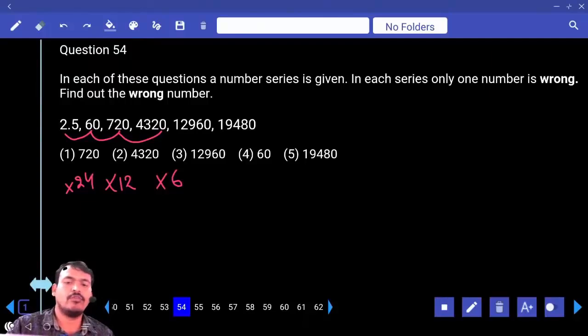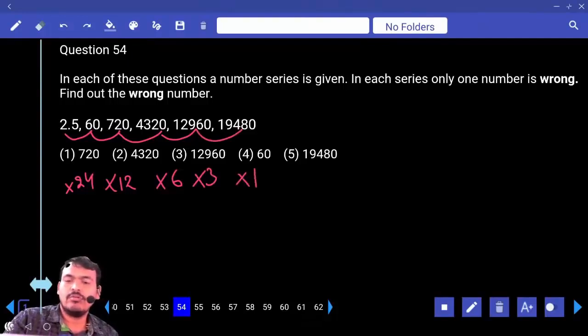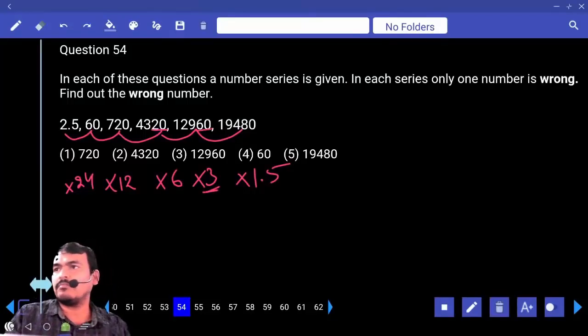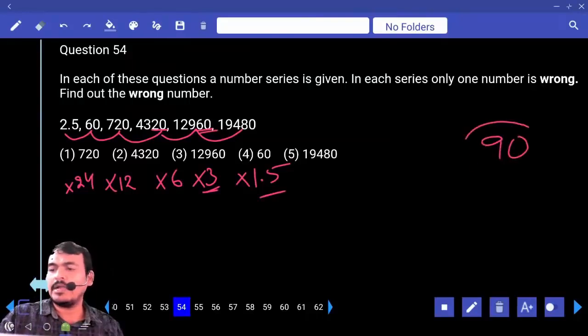720 into 6 is 4320. Next one, into how many times? 3 times. Next one into 1.5 or not? Okay, just wait. 20 into 3 means ending with 60, we are getting 60 or not? Next, 60 into 1.5 means ending with 90 or not?